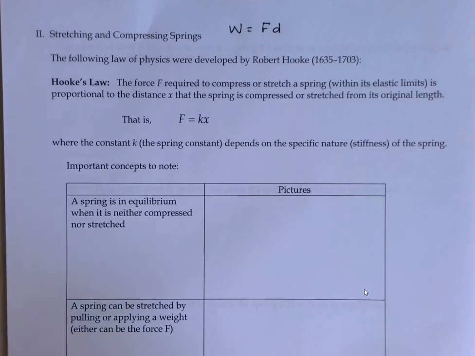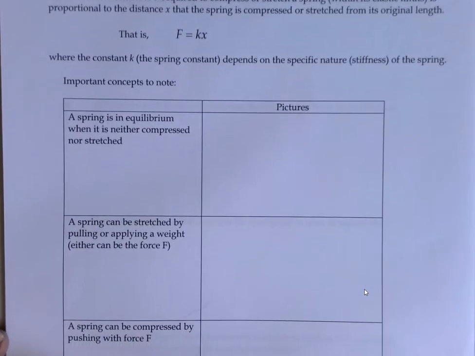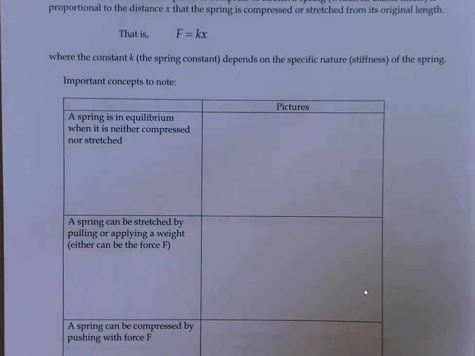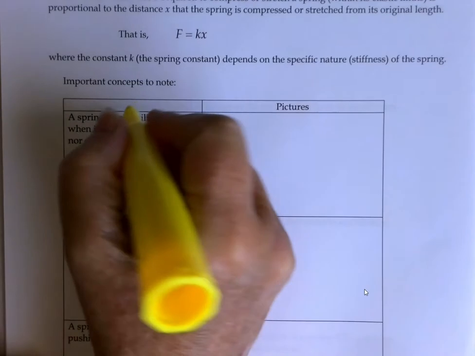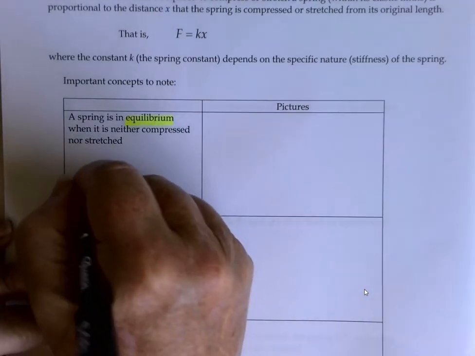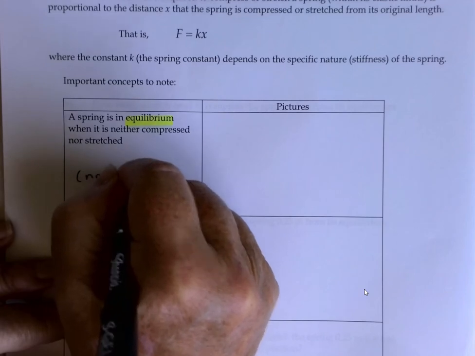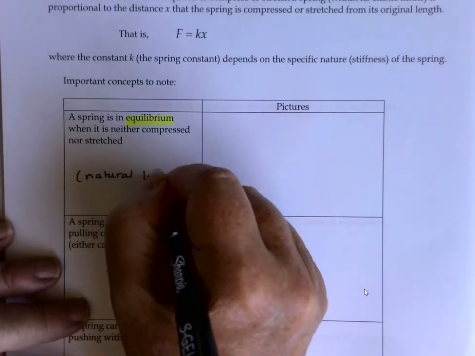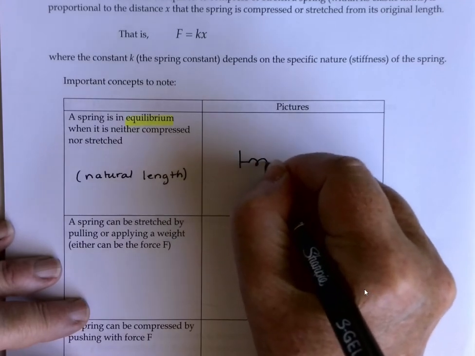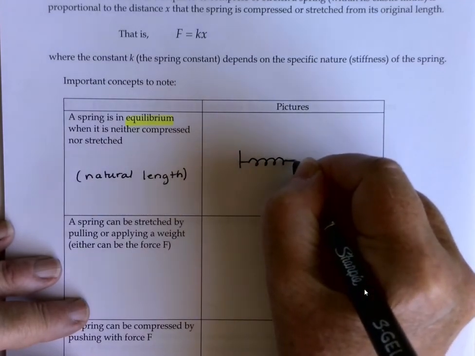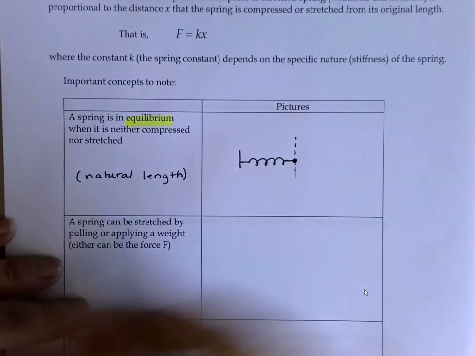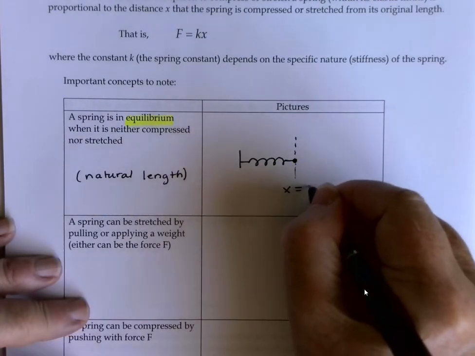A few important concepts for us. First of all, a spring is in equilibrium when it's neither compressed nor stretched. So equilibrium is just the natural length of the spring. In any diagrams that we draw, I will always consider equilibrium to be represented by x equals 0.